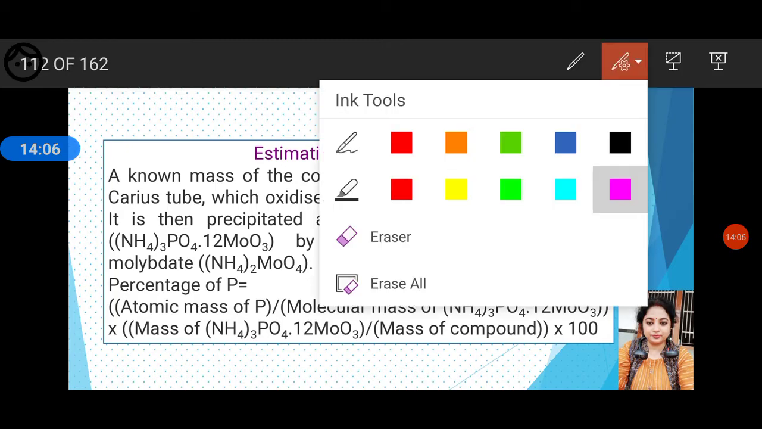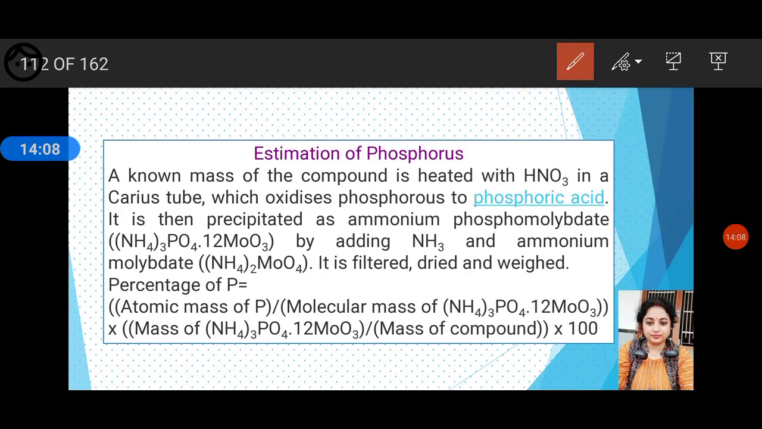Here the formula is given: ammonium phosphomolybdate is formed by adding ammonia and ammonium molybdate.